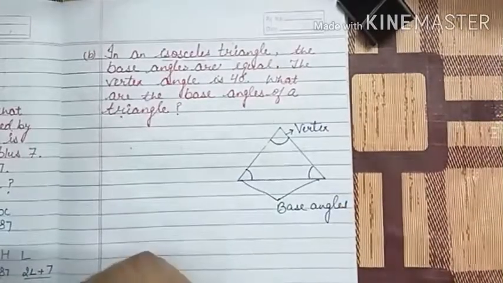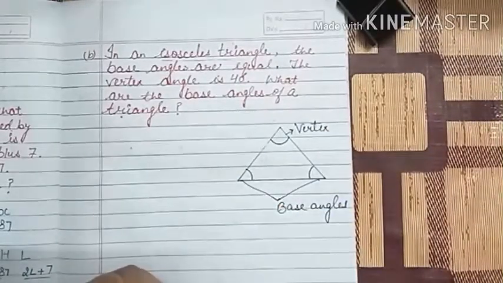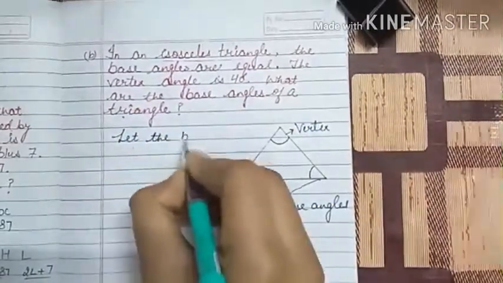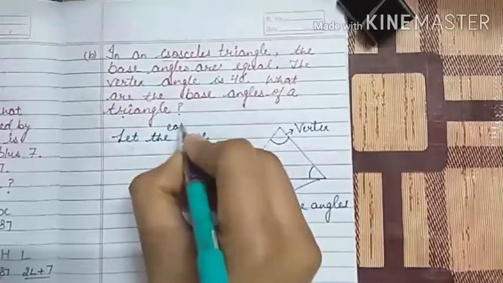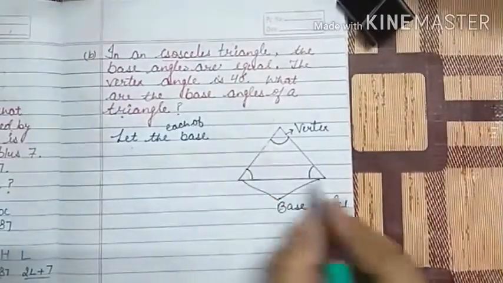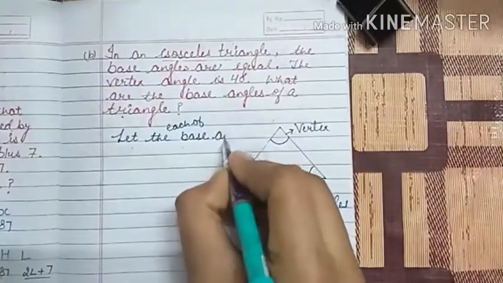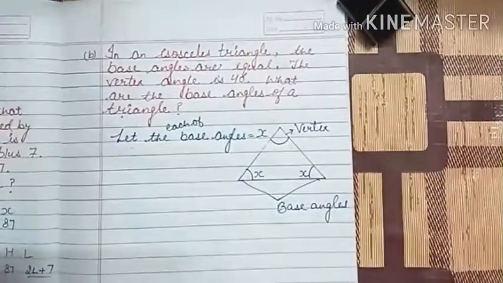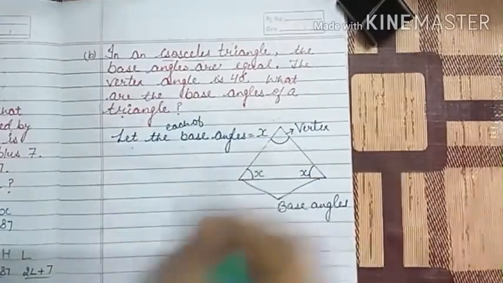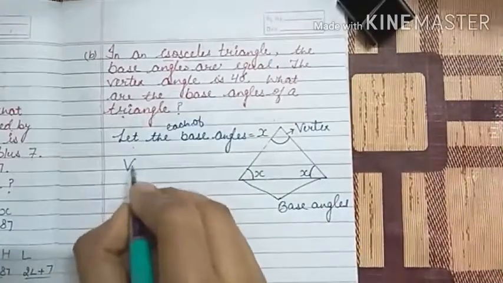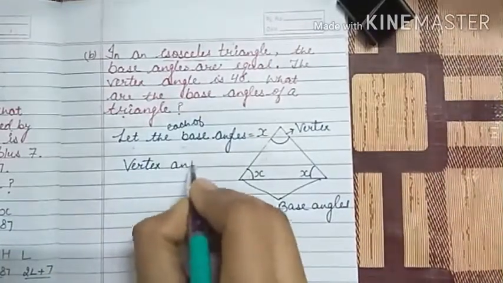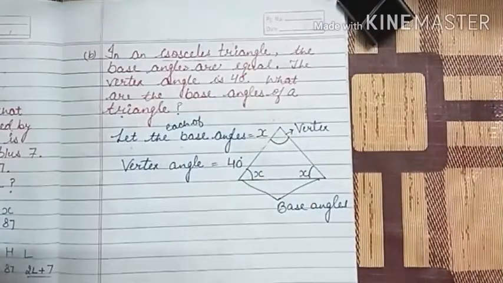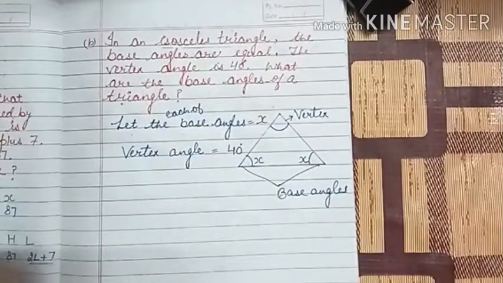And these two will be equal. So here we will let each of the base angles, because two base angles are there, equal x. So this is x and this is also x. Let each of the base angles be equal to x, and it is also given that the vertex angle is equal to 40 degrees.